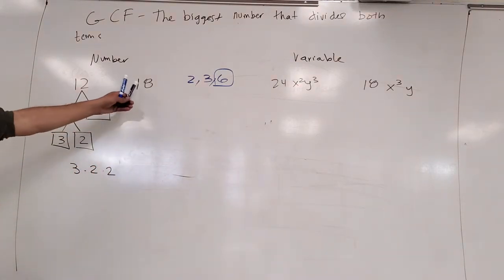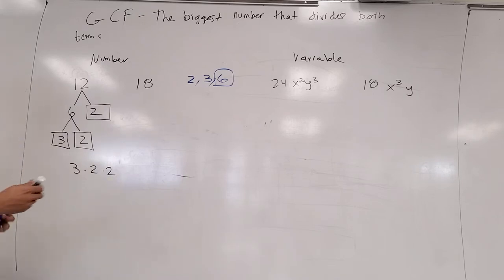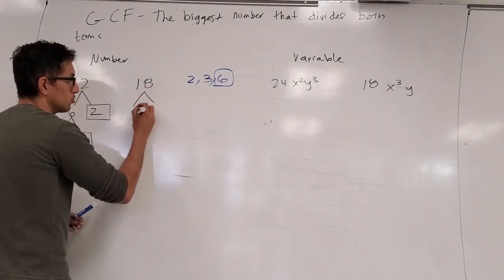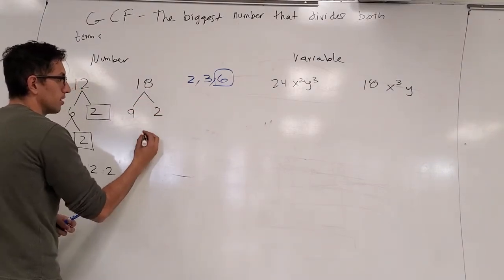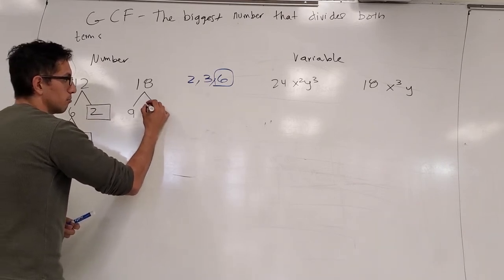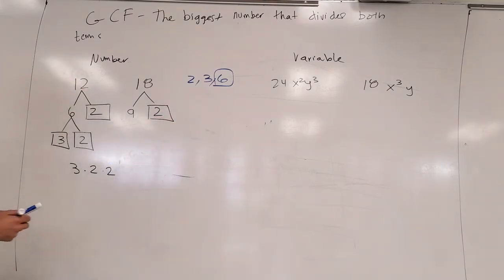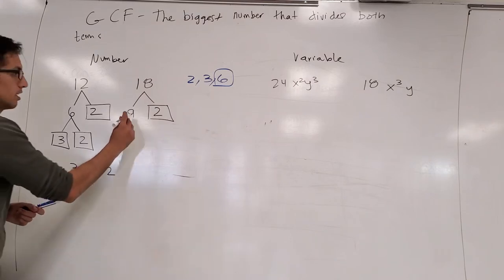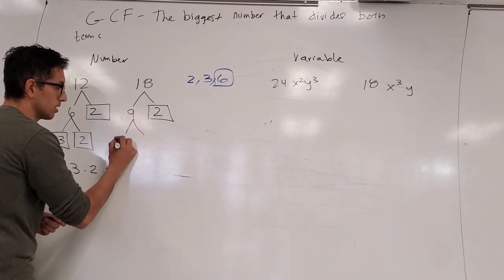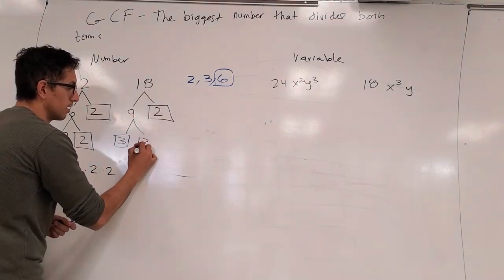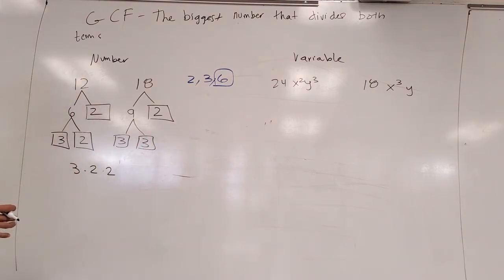Now I'm going to do the same thing with 18. I'm going to split it into two numbers that multiply to 18. Those two numbers are 9 and 2. 2 can't be multiplied by anything else, so box it. That's where that branch ends. 9 is the same thing as 3 times 3. And again, 3 can't be multiplied by two other things.